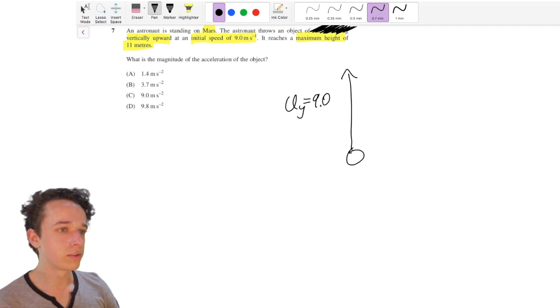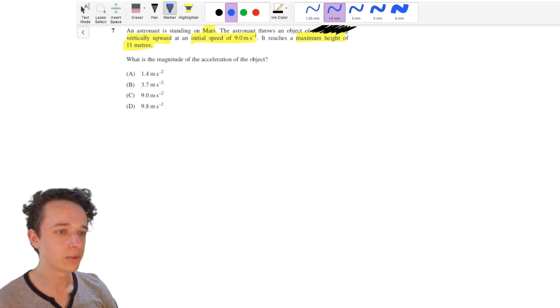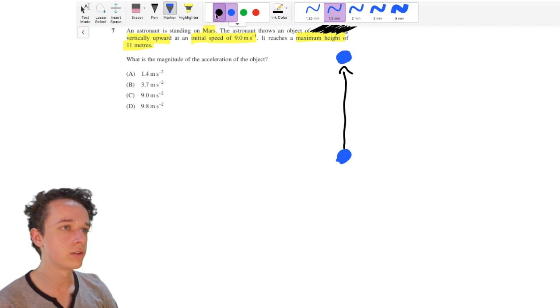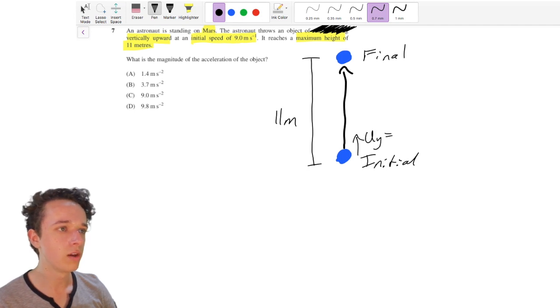This is going to be a little bit difficult to show, but let's say that this is the initial position of the projectile. It shoots up. And this is the final position of the projectile that we're going to consider. So this is initial. This is final. The final position is 11 meters above the initial position, and it's got an initial velocity in the y component, uy, of 9 meters per second.